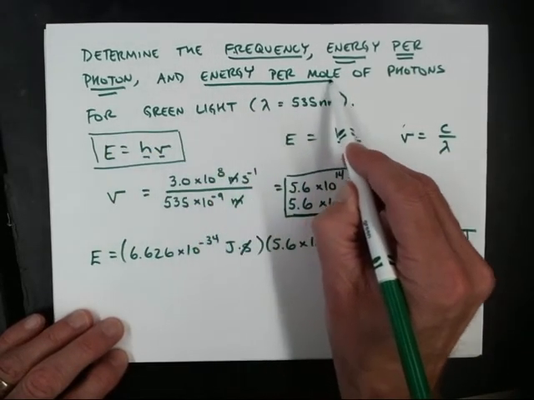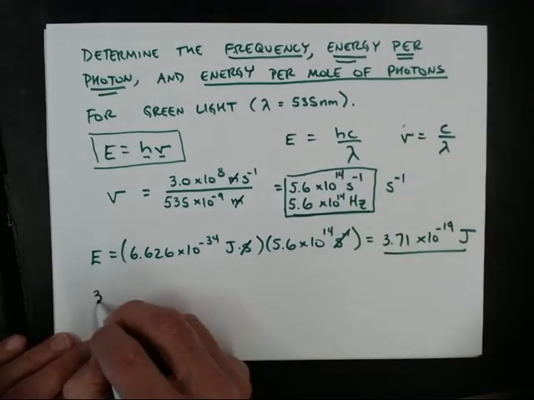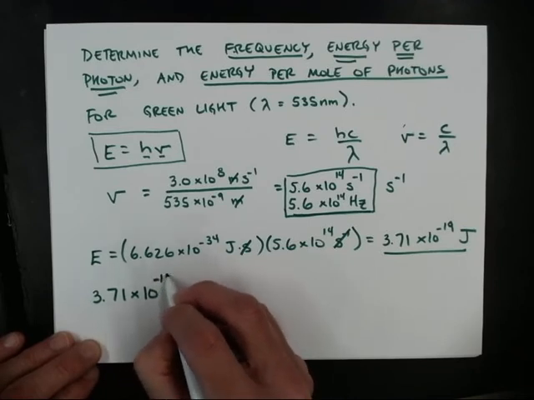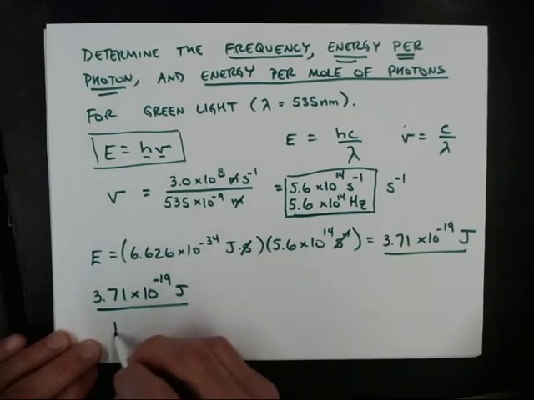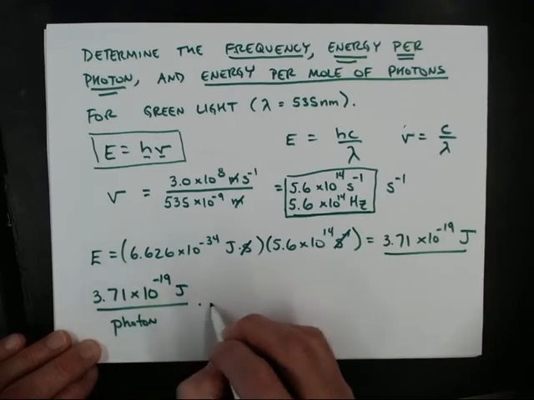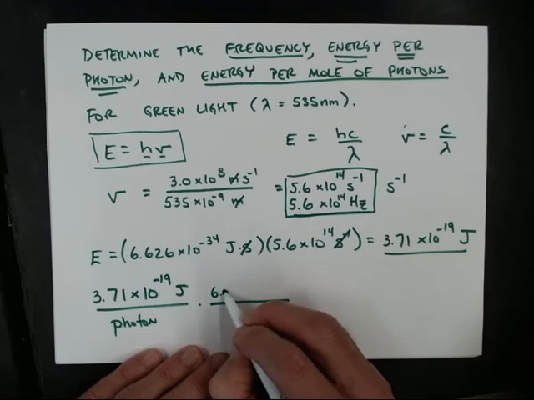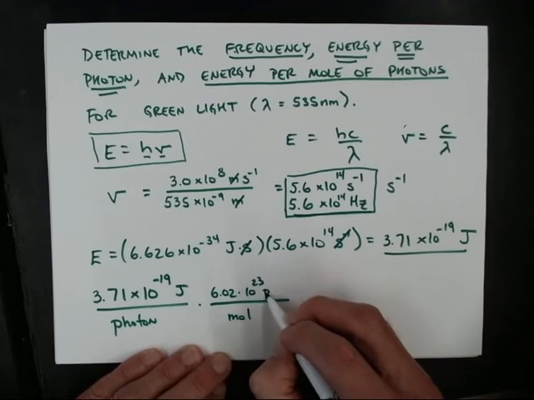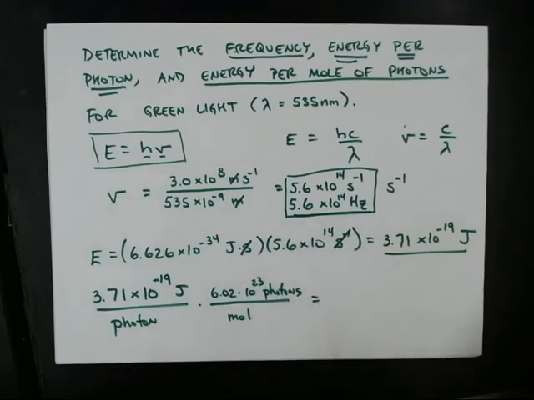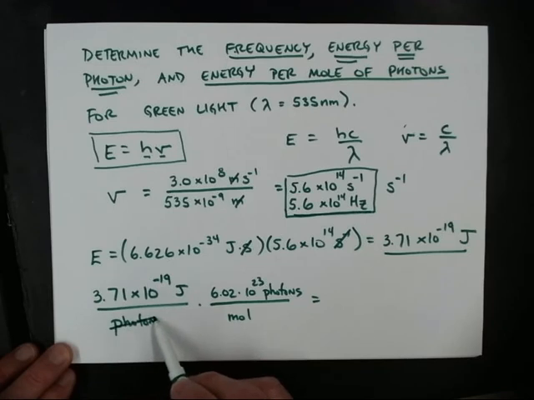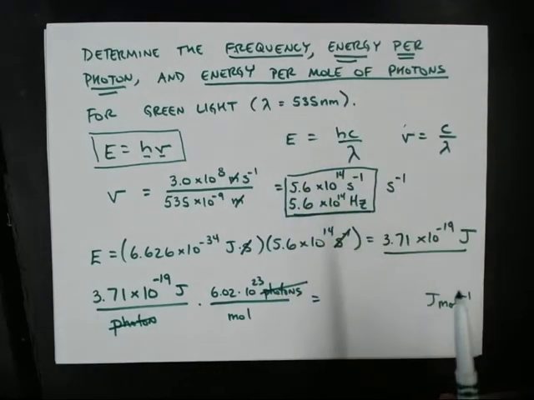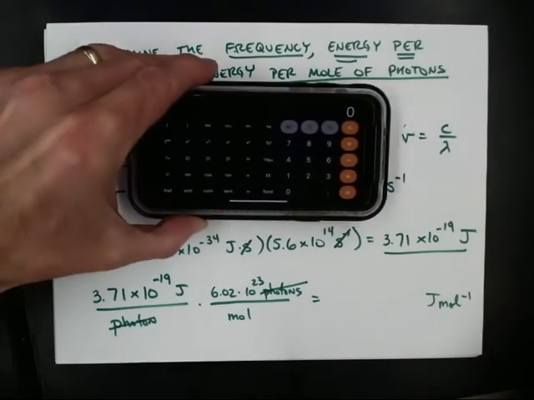Now we want to know the energy per mole of photons. Well, we're just going to multiply by a mole. So I have 3.71 times 10 to the negative 19 joules. That's for every photon. And of course, we know that there are 6.02 times 10 to the 23rd of anything in a mole. So there's going to be that many photons in a mole. Let's see, I've set this up. Photon cancels photon, and my unit is joules per mole, which is what I'm looking for. Energy per mole. So now I just got to do the numbers.